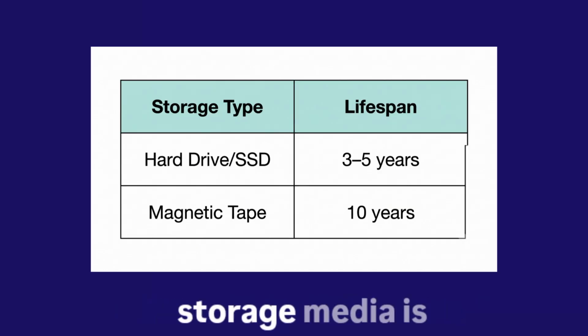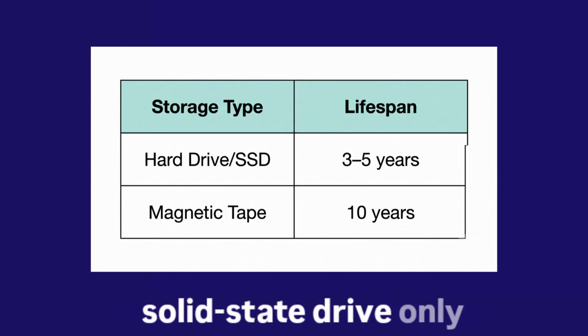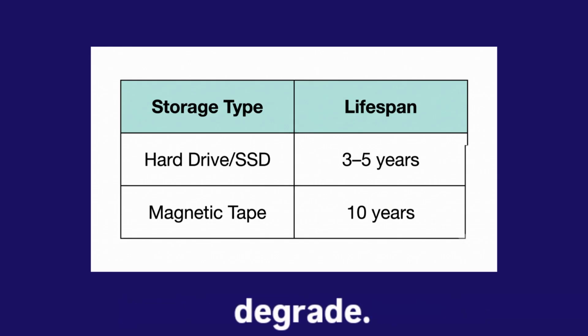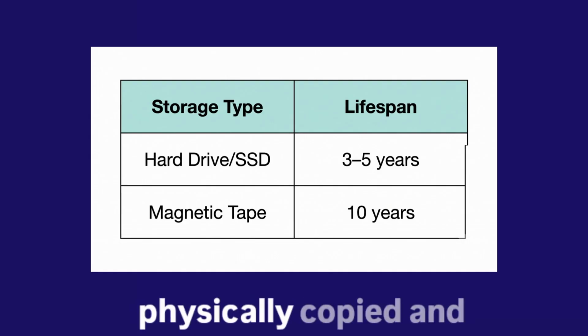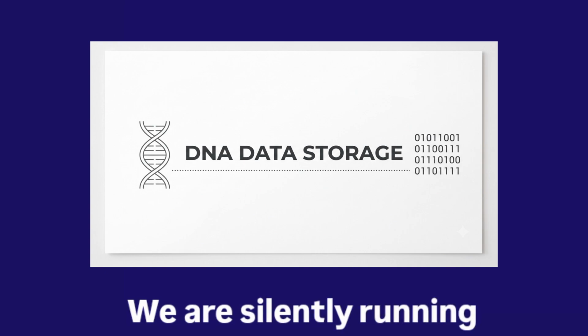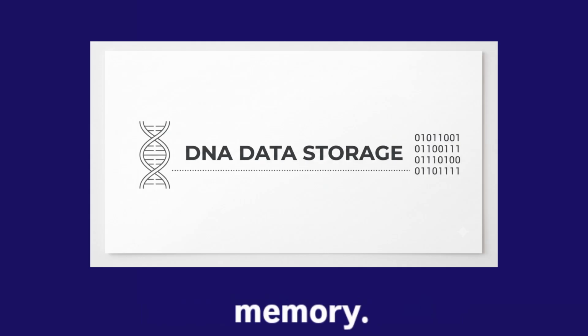Worse, our current storage media is incredibly fragile. A standard hard drive or solid state drive only lasts about 3 to 5 years before it starts to degrade. Even the industrial magnetic tape used by archives has to be physically copied and replaced every decade. We are silently running out of space, energy, and materials to store our collective digital memory.